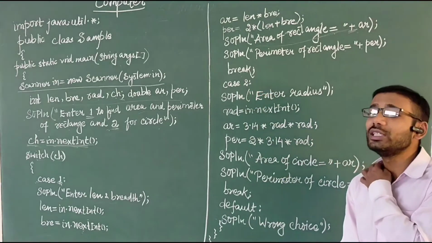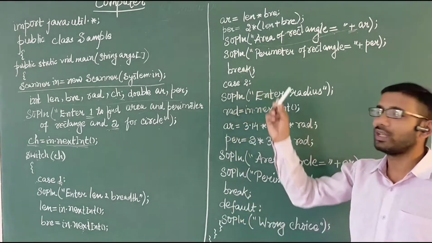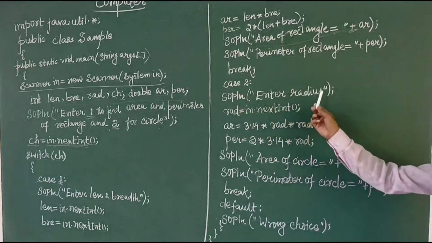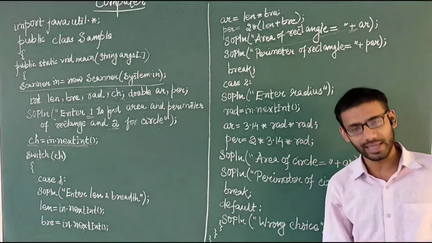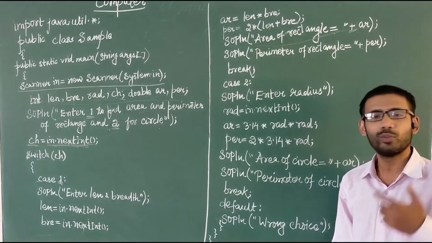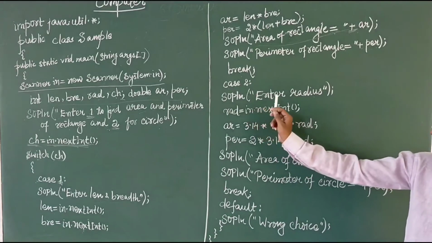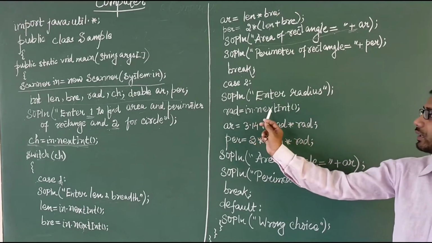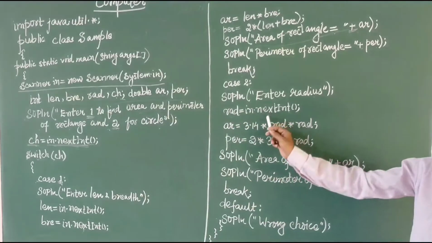Now, if the user has given value 2, then case 2 will execute. Case 2 explains System.out.println "enter radius", to find out the area and perimeter of a circle. You may call it perimeter or you may call it circumference, doesn't matter. Understood? Now, enter radius. rad is equal to in.nextInt(). The value of radius gets inside rad because of this function.